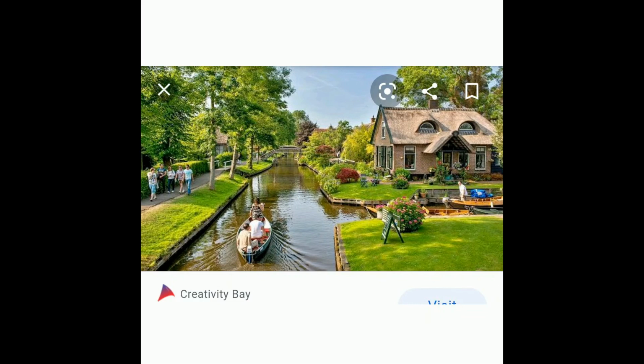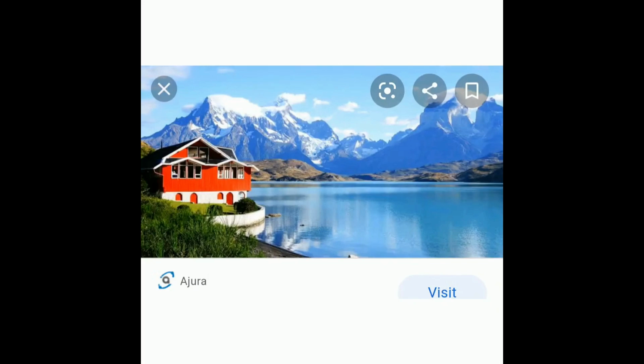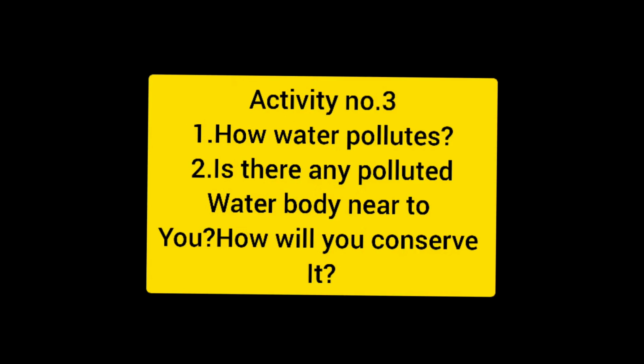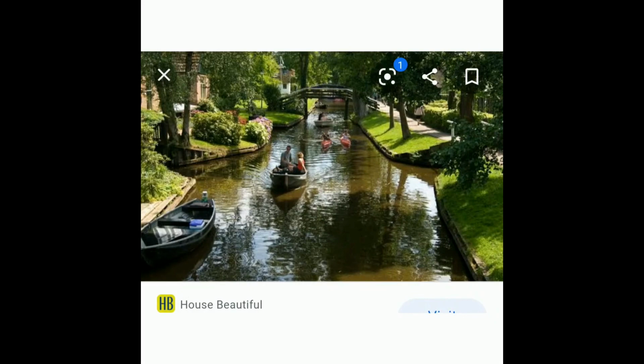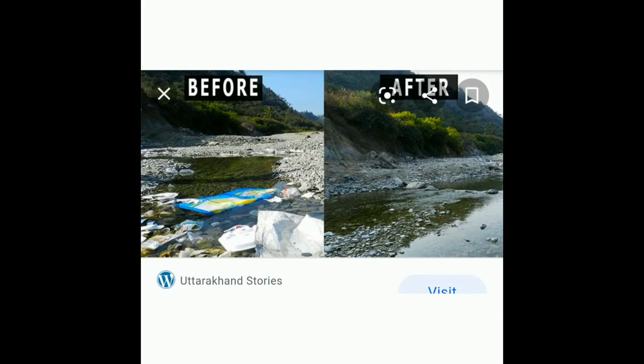Then let's do activity number 3. The first question, how does water get polluted? And the second one, is there any polluted water body near you? How will you conserve it? I repeat the question once again. The first question is how water gets polluted. And the second one, is there any polluted water body near you? Maybe a pond, a river, something like that. Okay. How will you conserve that polluted water body?